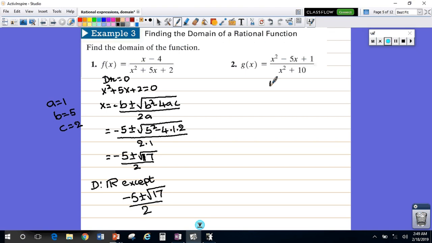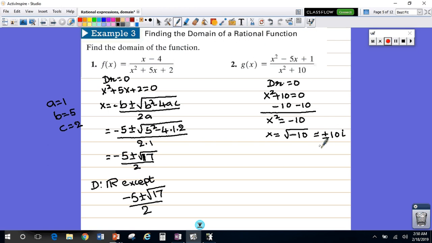Now next one. Here, what is the denominator you have? Denominator equals 0 again. So that is x square plus 10 equals 0. Subtract 10 on both sides. So x square equals negative 10. x equals square root of negative 10, which gives you plus or minus square root of 10 times i. Why do we get i? Because the square root of any negative number is an imaginary number.